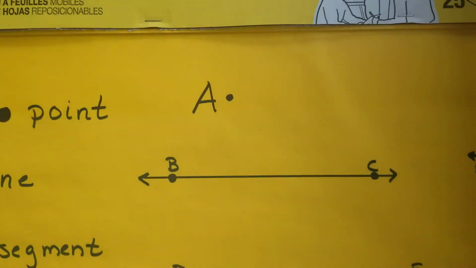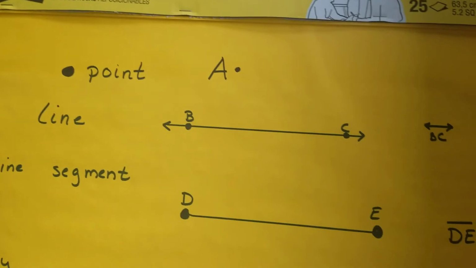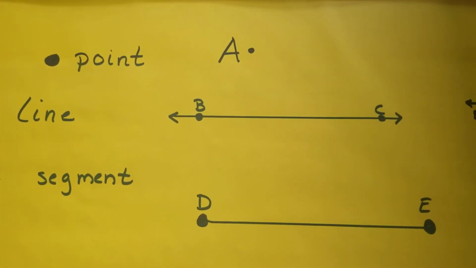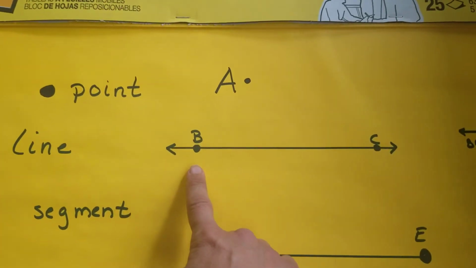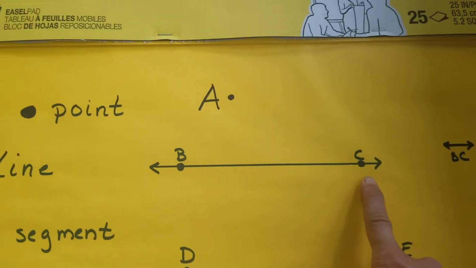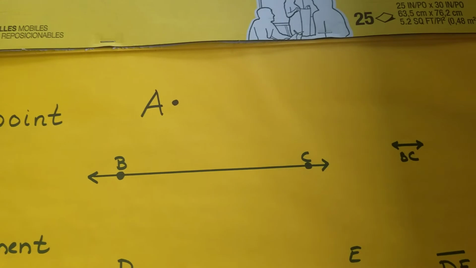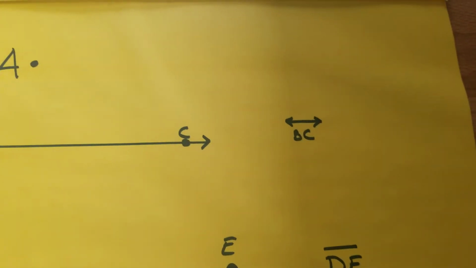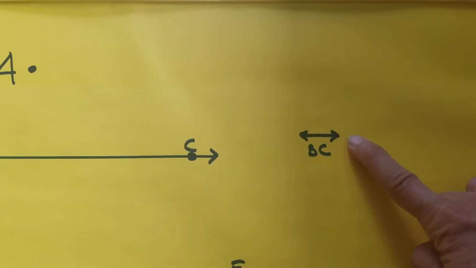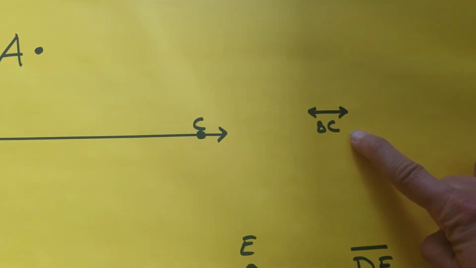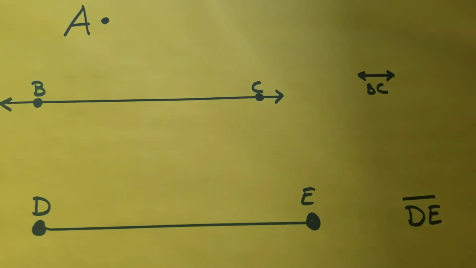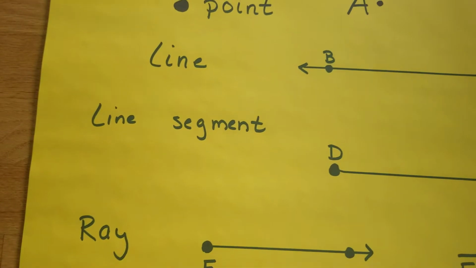The next one that I have is a line. Now, a line continues in both ways. So you can see that my line BC continues in both directions. And if I were to write it, I would write it with a line mark over it and then BC under it. All right, the next one we have would be a line segment.